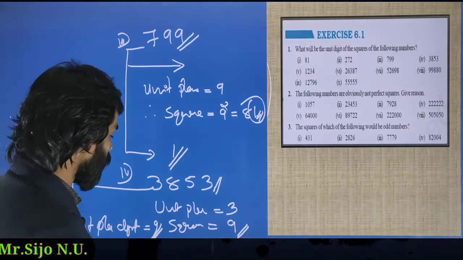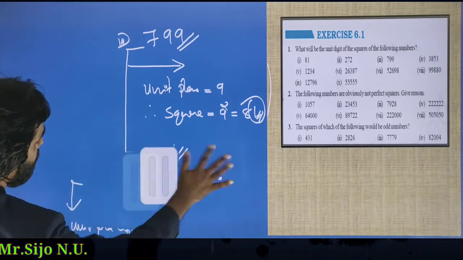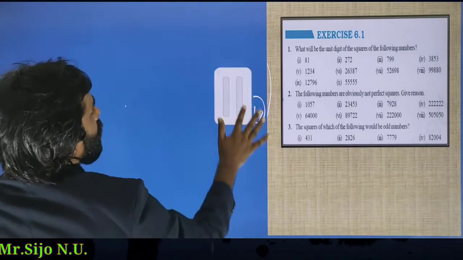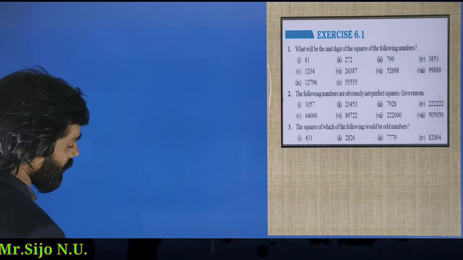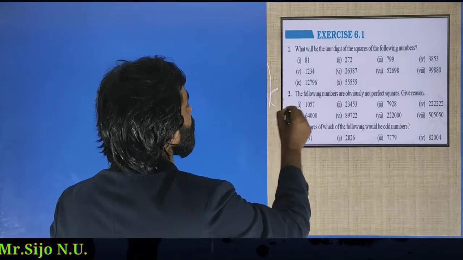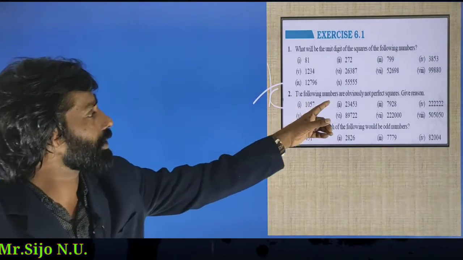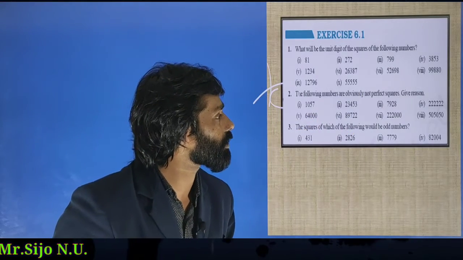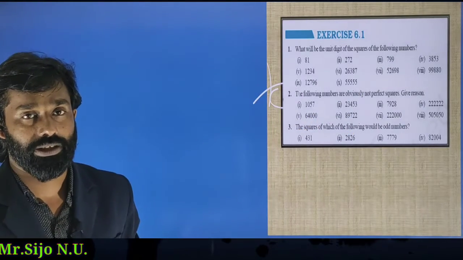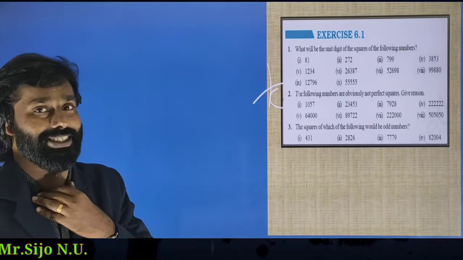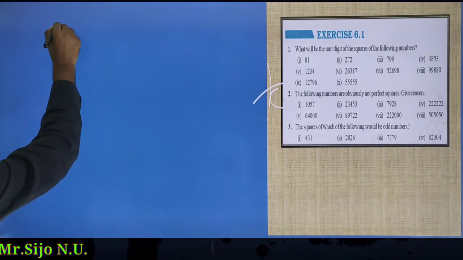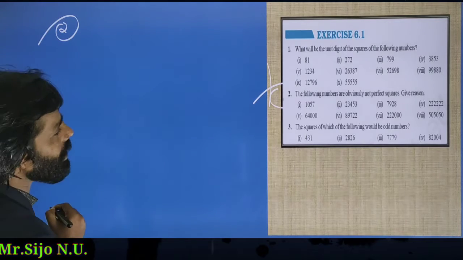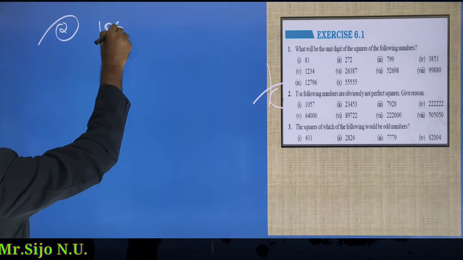So what is the next main question? The following numbers are obviously not perfect squares. Give reason. Yes, that is the question. See here, the second question: the following numbers are obviously not perfect squares. Give reason. So how can we find out? We have learned some properties. Let us consider the first number. What is that? 1057, right?